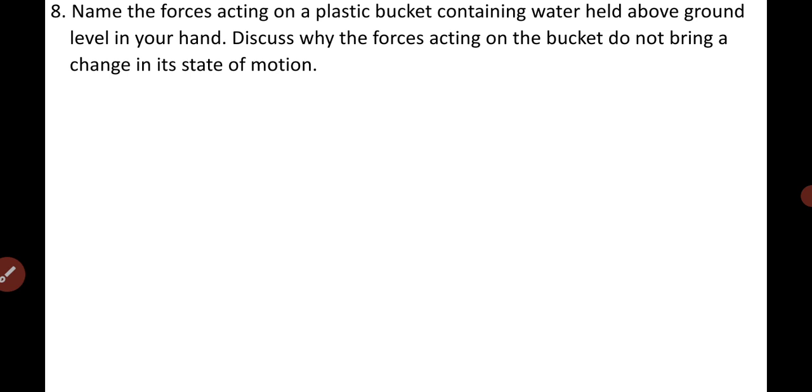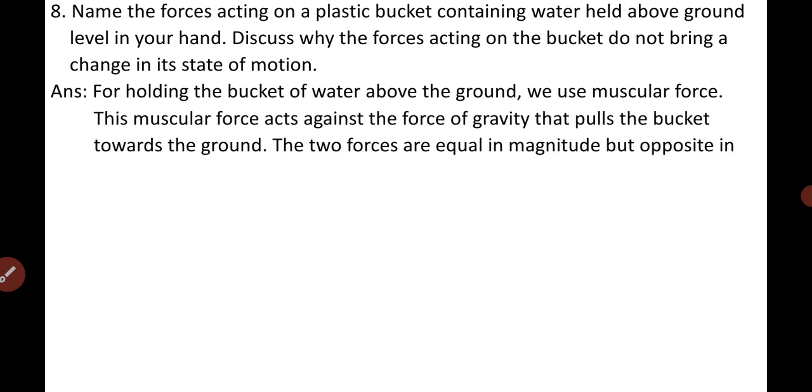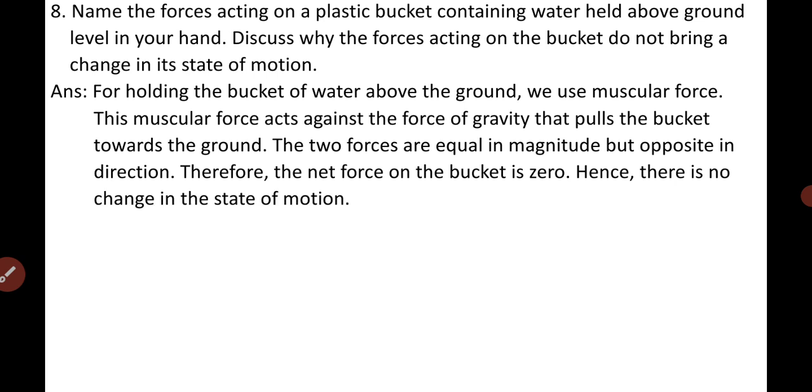So what could be the forces? See, there can be two forces here. There are two forces acting on the plastic bucket. One is the gravitational force and the other is the muscular force. So for holding the bucket of water above the ground, we use muscular force, obviously. Clear? And this muscular force acts against the force of gravity that pulls the bucket towards the ground.